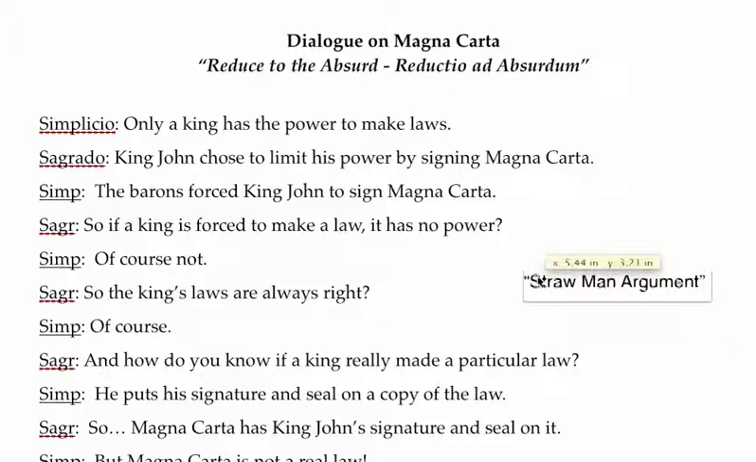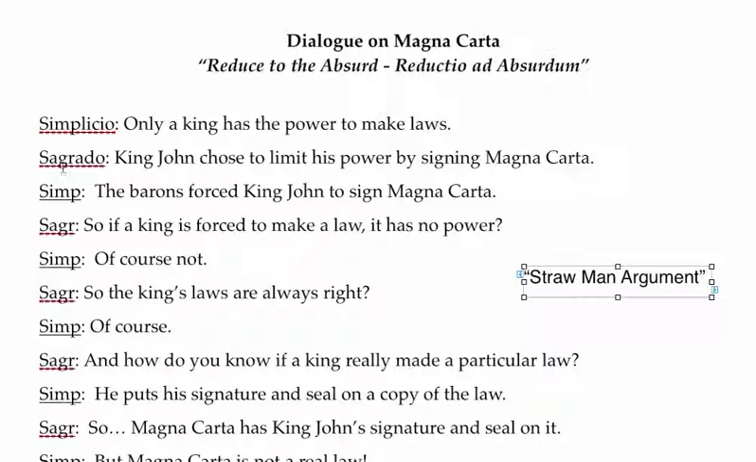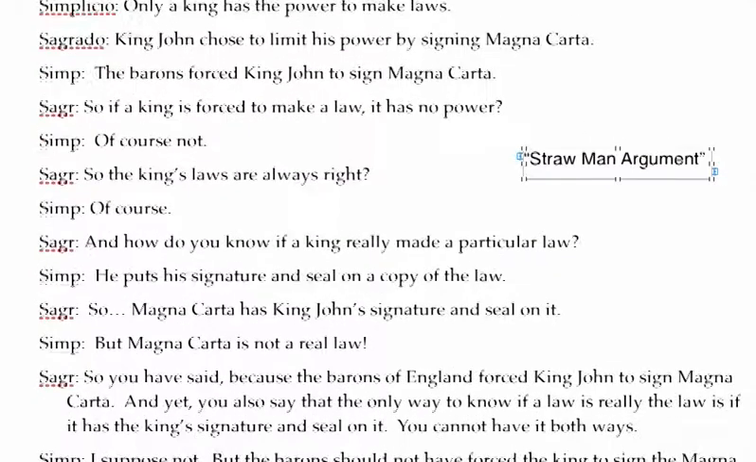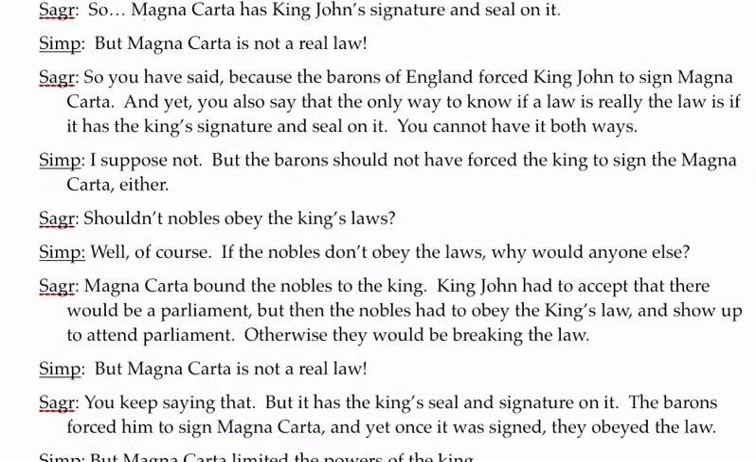Now, I'm not really being fair to Simplicio. This is what's known as a straw man argument. Most of us arguing with a real person would discover that Simplicio is really not this easily tricked. And of course, King John could have tried to repudiate his seal and signature and convince people that he had been forced to sign this. And in fact, that's what actually happened, but it didn't happen right away.